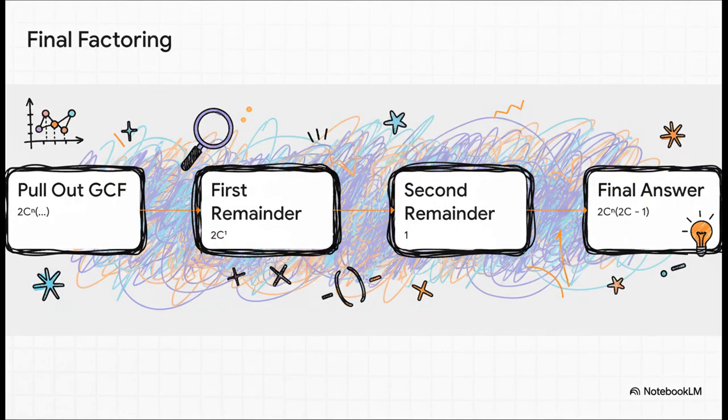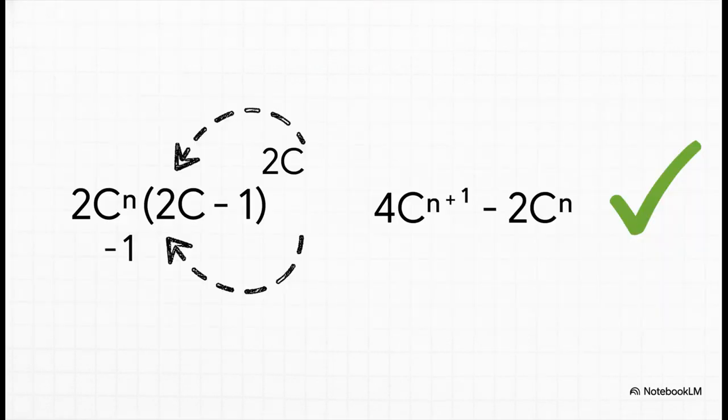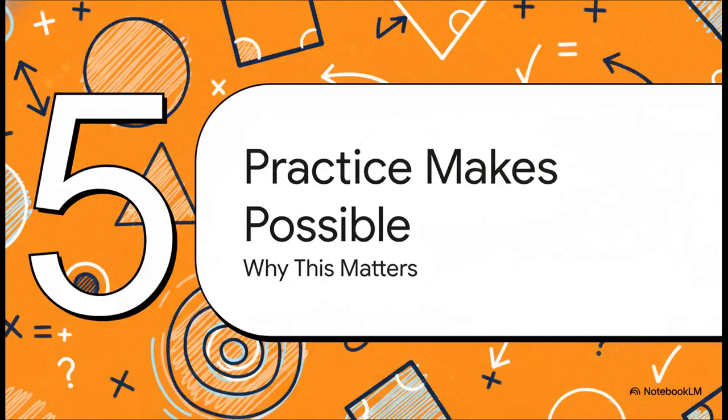So now, the easy part. We just pull that GCF, that 2c to the n, out front. What's left over from the first term? A 2 and a c. And what about the second term? Well, we pulled the whole thing out, so we have to leave a 1 in its place. And just like that, there's our final factored form. And you know, it's always a good idea to check your work. If we multiply that 2c to the n back into the parentheses, yep, we get exactly what we started with. It works perfectly.